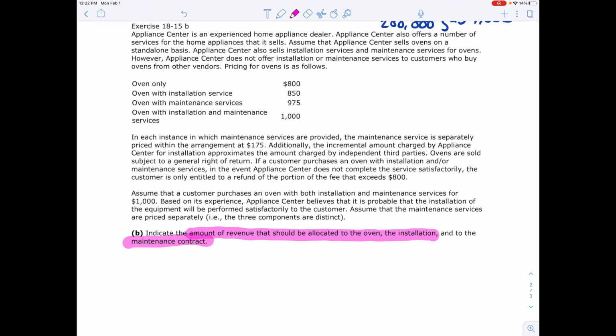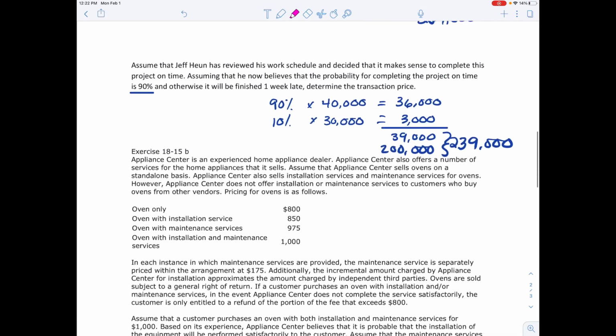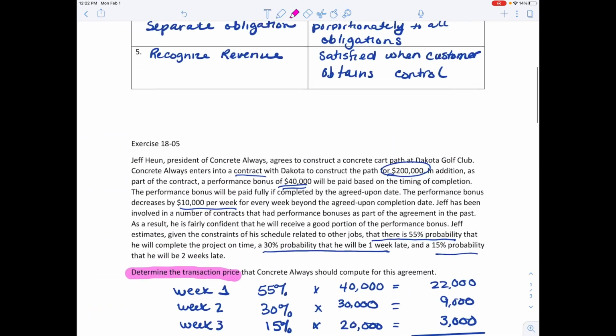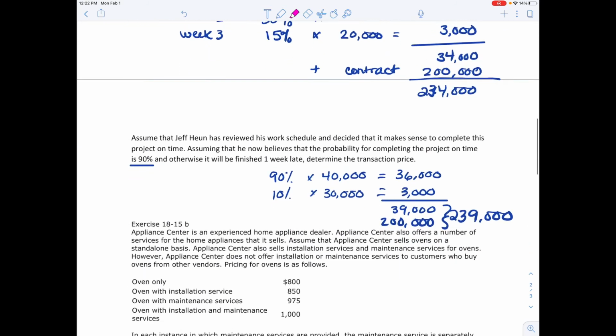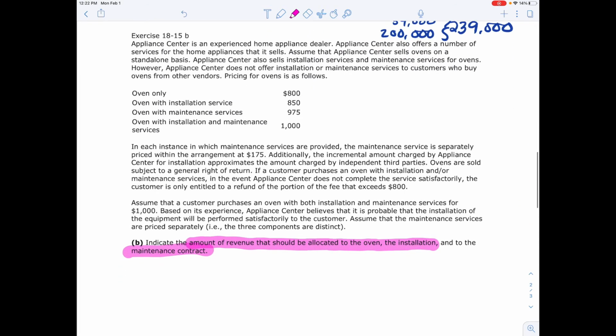So here we're looking at, come back up here, we're looking at step 4, trying to allocate between these separate obligations within that contract. And what we're going to do is allocate that proportionately based on how much each individual piece is costing. So that's what we're going to find first. How much is each individual piece?